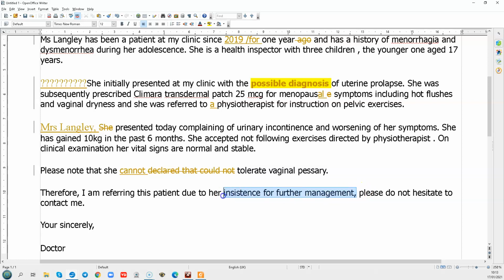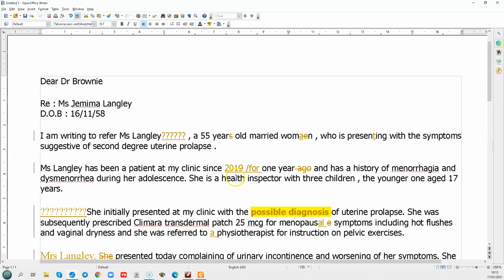Why would she be insistent? What's she insistent about? You haven't really told me. So I'm not very clear what this actually means, because you haven't mentioned it anywhere before. So she's not happy with your management of her condition. Is that so? Why is she insistent? It doesn't really explain what is going on here.